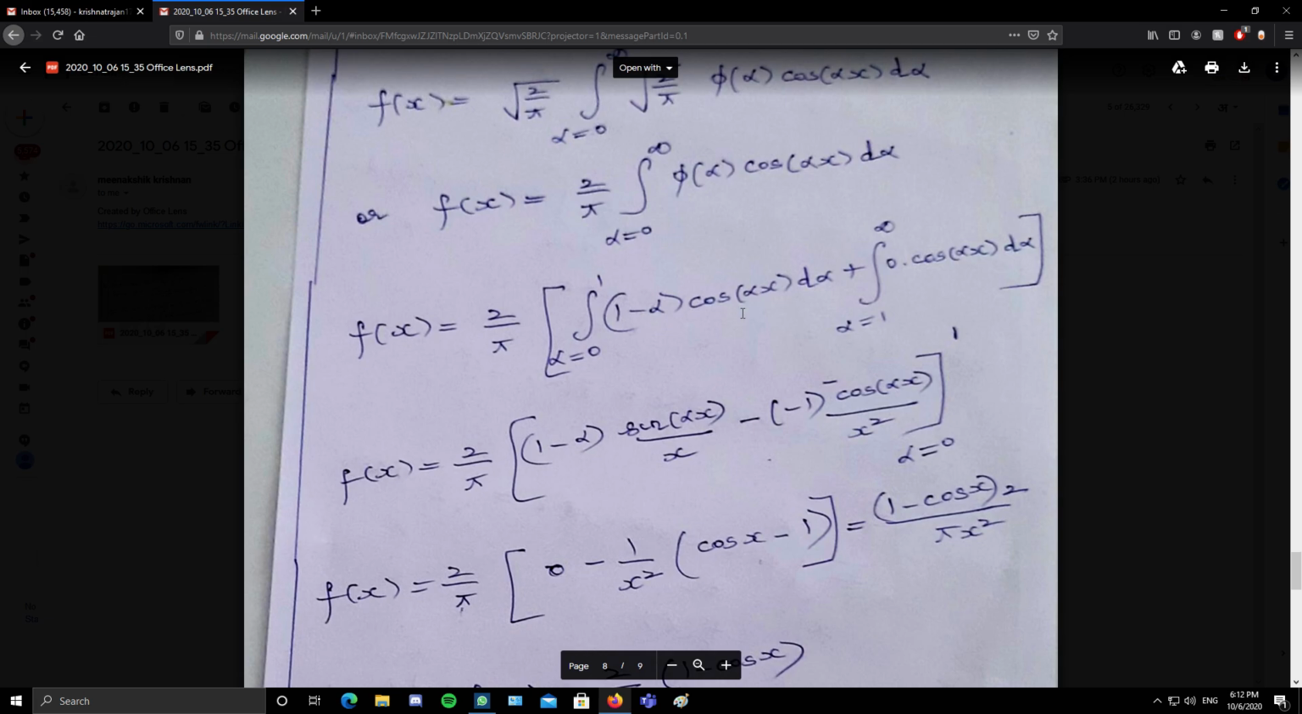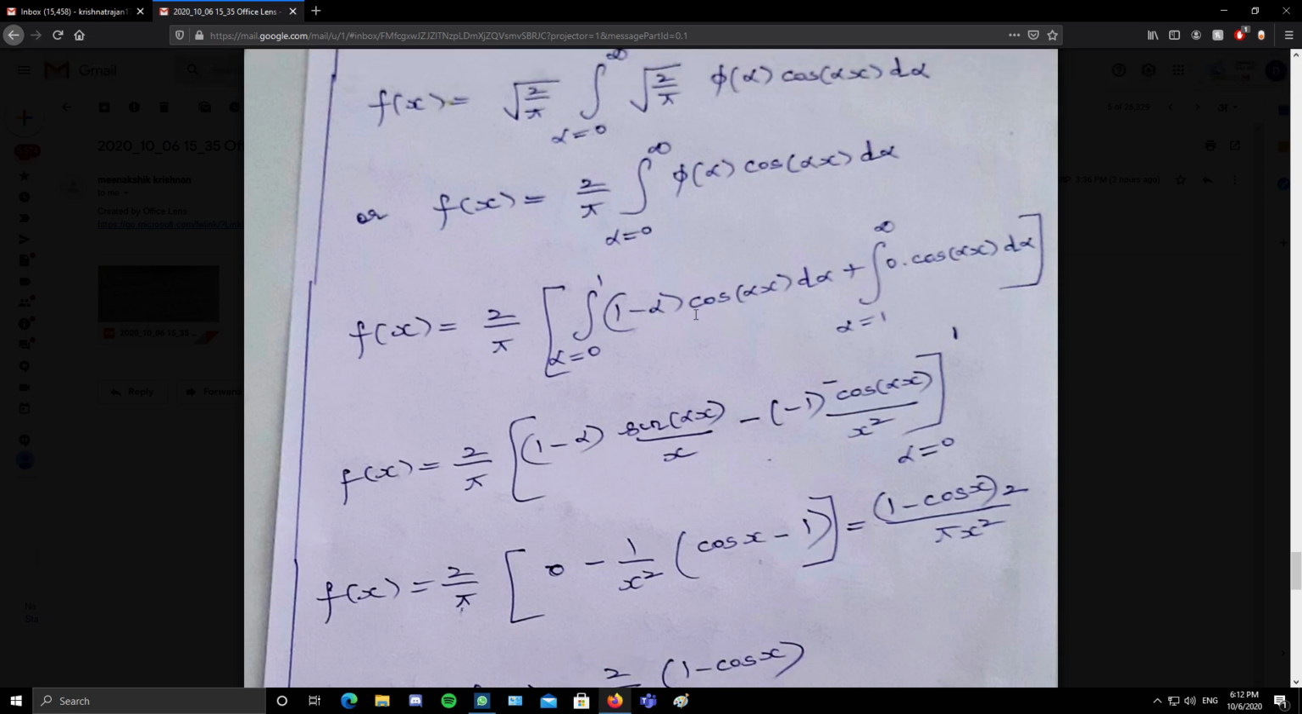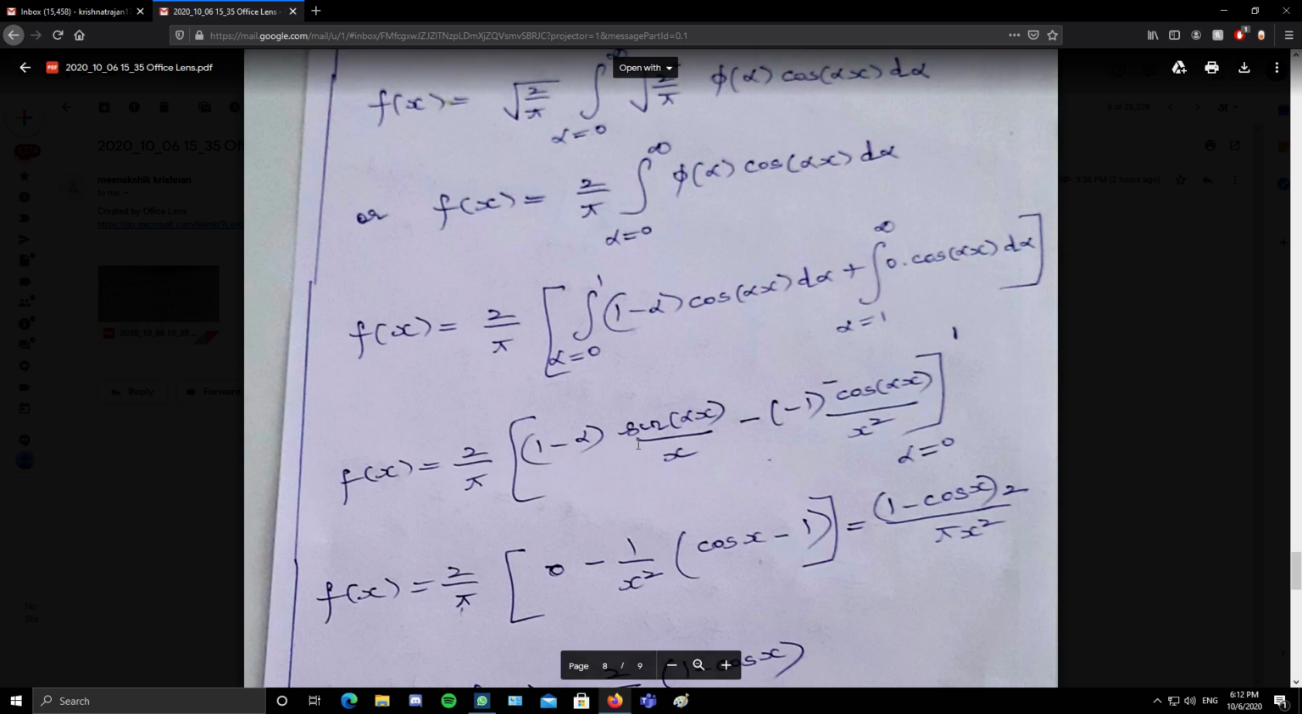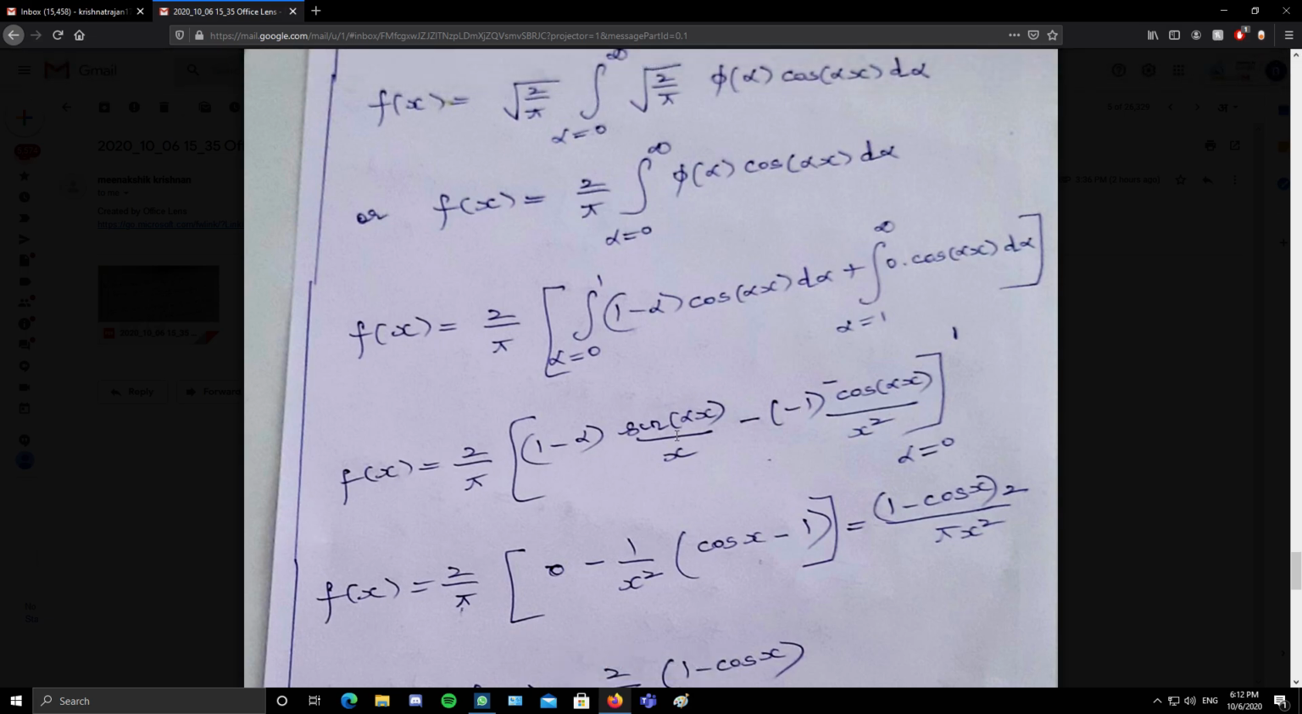So for the first integral you have to do integration. You can use Bernoulli's integration. 1 minus alpha, what is the integral of cos alpha x? Sin alpha x by x. Alpha is a variable, x is a constant. You should be careful. So 1 minus alpha into sin alpha x by x, minus u dash, the derivative of 1 minus alpha, which is minus 1, into the integral of sin alpha x by x with respect to alpha, so minus cos alpha x by x square. Alpha varies from 0 to 1.